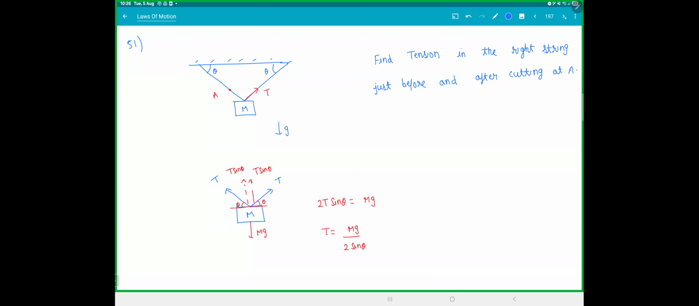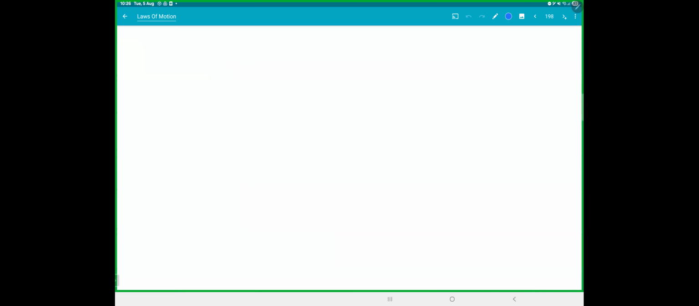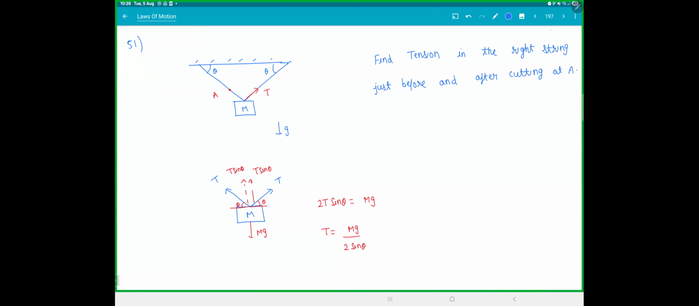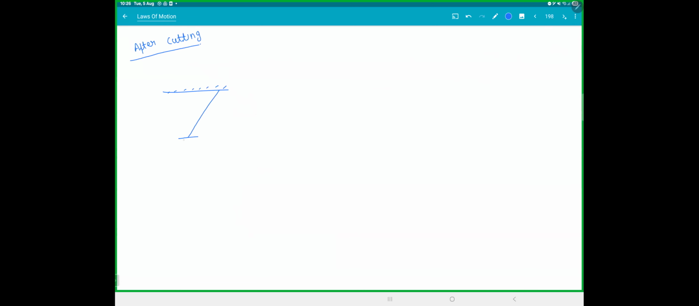Let's see. Now see, this is a common mistake people make. Just after cutting, this is the scenario. This will actually start swinging like a pendulum, isn't it? Once you cut the left string, this block M, if you look at this motion, this point here will actually start going in a circular motion like this. You're getting it? This is the most common mistake people make. So this tension will be some T dash, the tension will change.